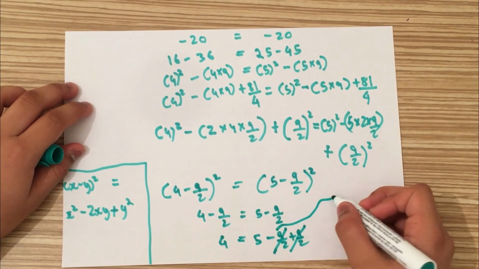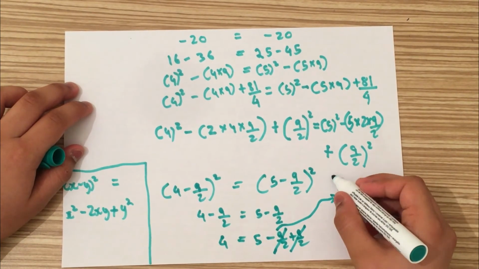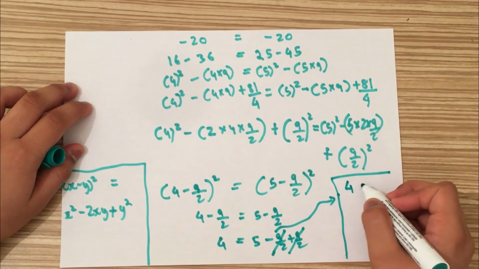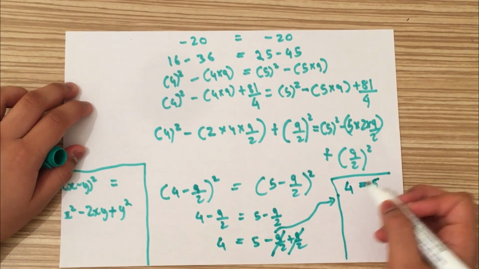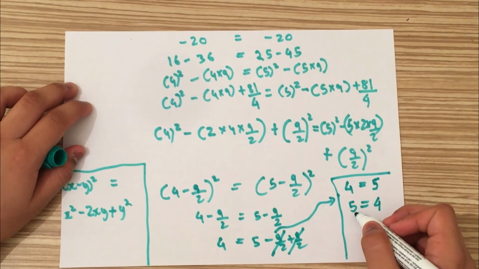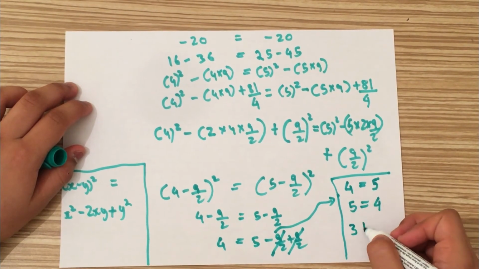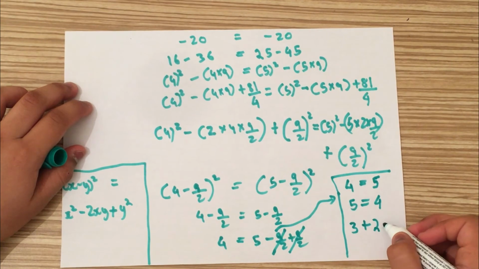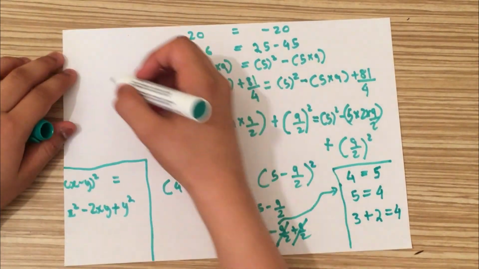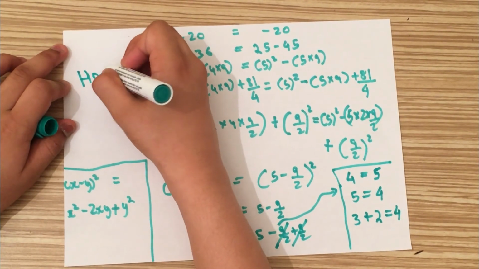Now, if you go here, let's do that. So 4 is basically equal to 5. When 4 equals 5, 5 also equals 4. And if we substitute 5 for 3 plus 2, we get 3 plus 2 is equal to 4. So that is it.